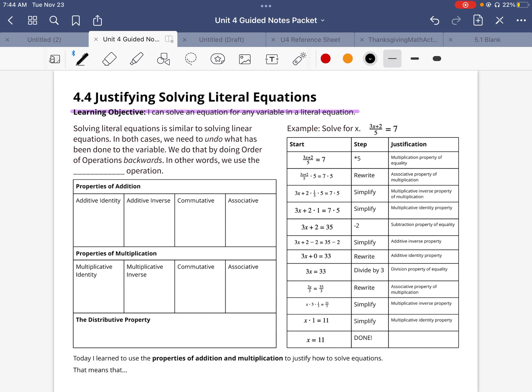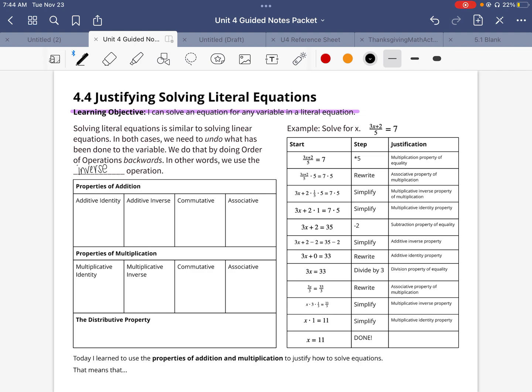So the big thing that we need to know is that solving literal equations is similar to solving linear equations. In both cases, we need to undo what has been done to the variable. We do that by doing an order of operations backwards. In other words, we use the inverse operation. So what that's telling us is that if it's being done to it, we need to undo it.